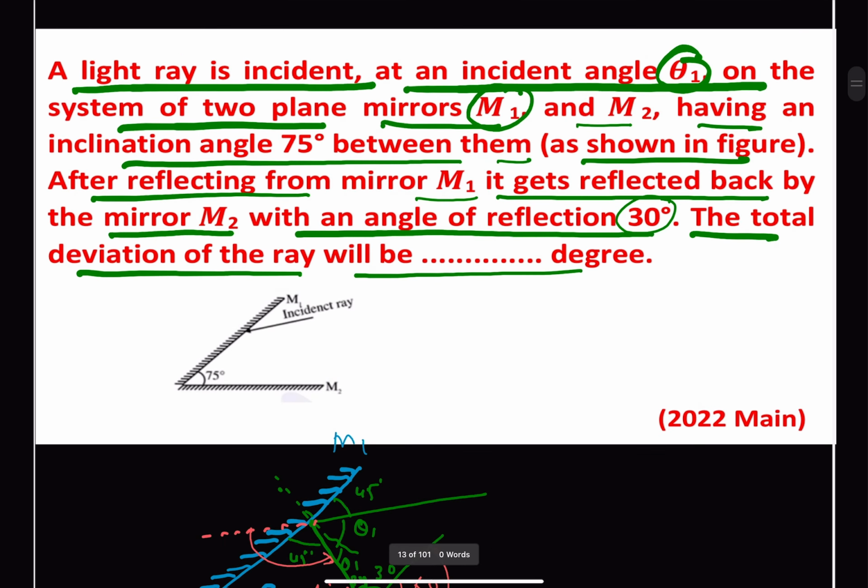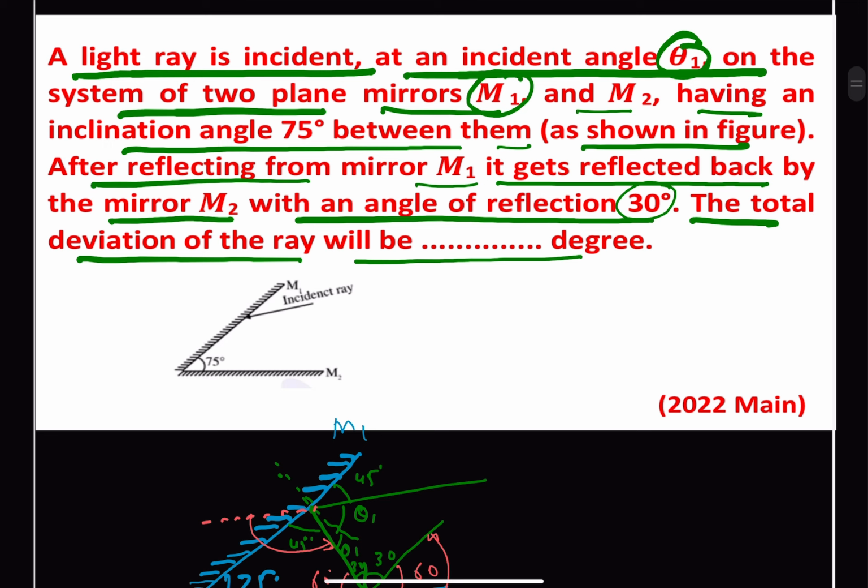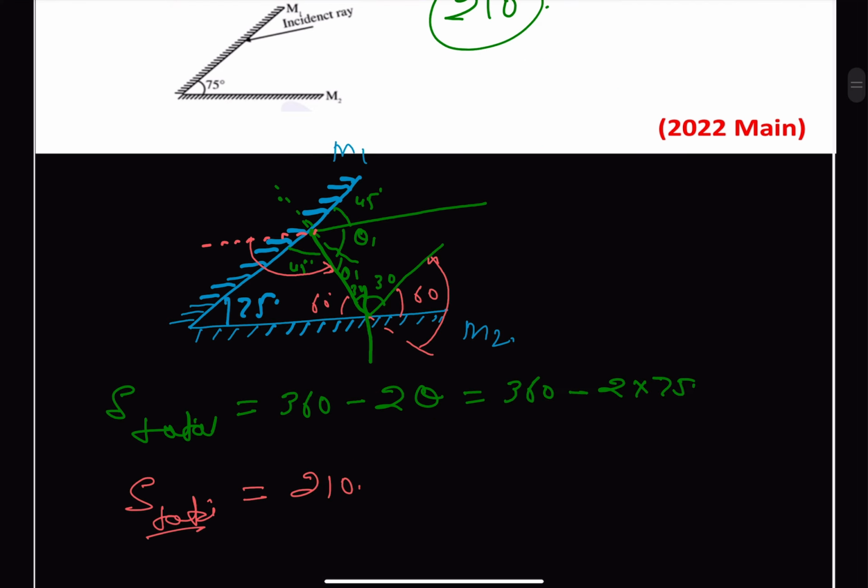One second. I think this gives us 210 degree, and if we require, do we need to solve it otherwise also? One second. I think this will work.